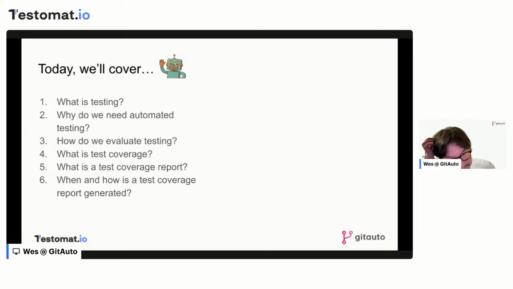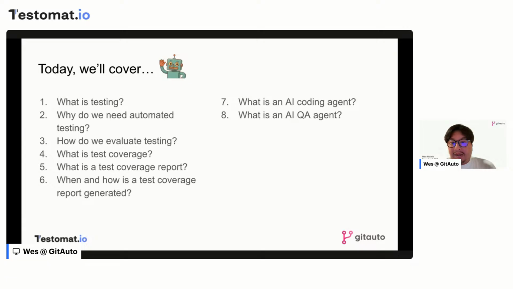Then we'll introduce AI agents and GitAuto specifically. And so what is an AI coding agent, by the way? And what is a QA agent? What exactly is GitAuto? And reusable test prompts as well.